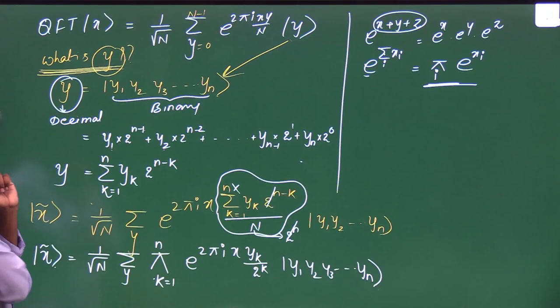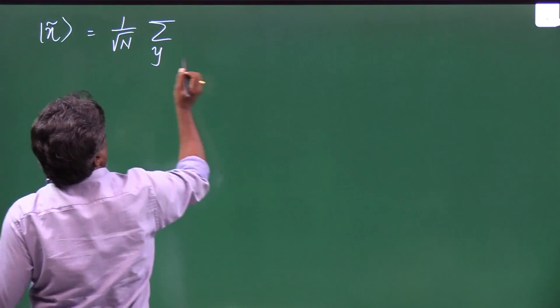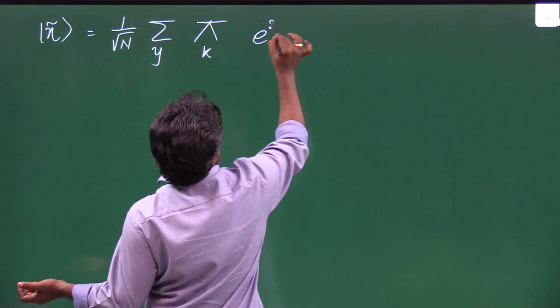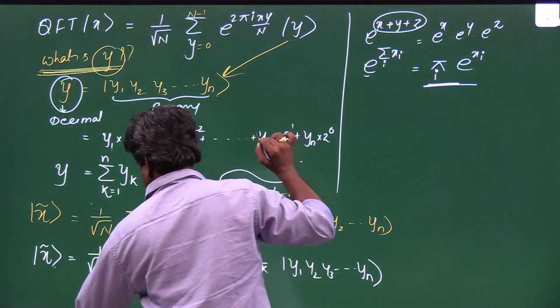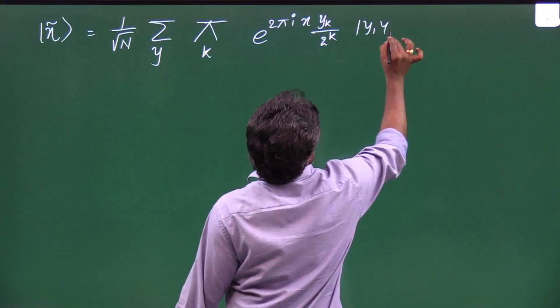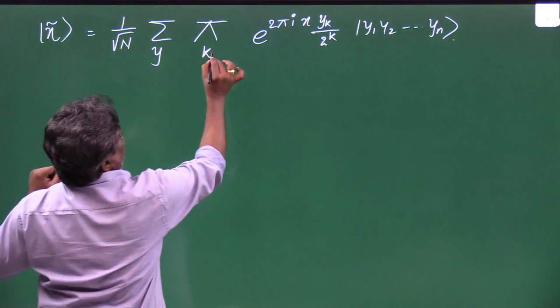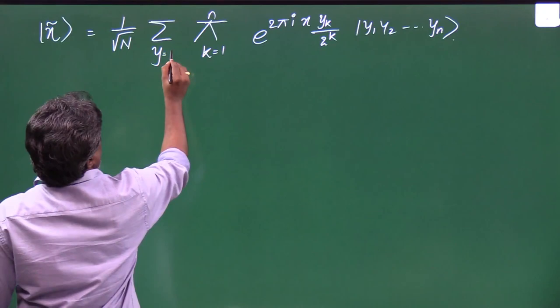Right. So one more time I will write that last step. Quantum, this is x tilde equal to 1 over root n summation over y. And here we got the product over k of e raised to 2 pi i x y_k by 2 power k. This is as usual. Now the k is running from 1 to n, because n bits are there. And here y is running from 0 to 2 power n minus 1, or simply n minus 1.